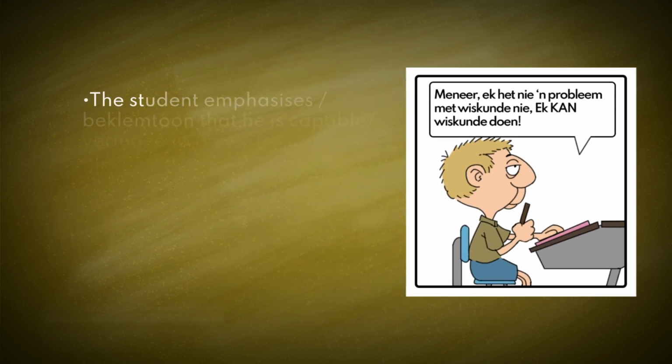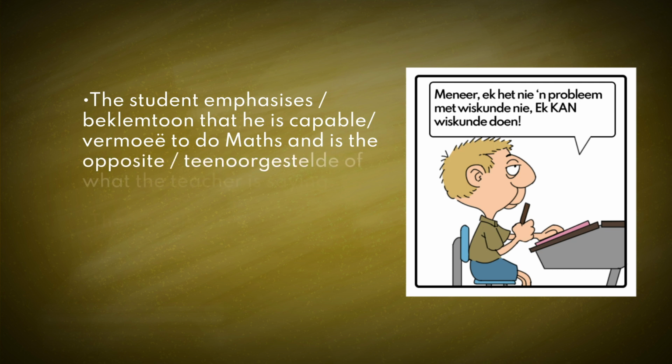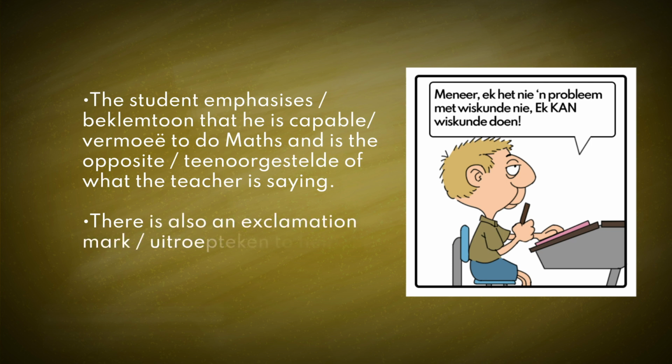The student emphasizes, beklemtoon, that he is capable, hy het die vermoë, to do maths. And the opposite, teenoorgestelde, of what the teacher is saying. There is also an exclamation mark, 'n uitroepteken, to help the emphasis.